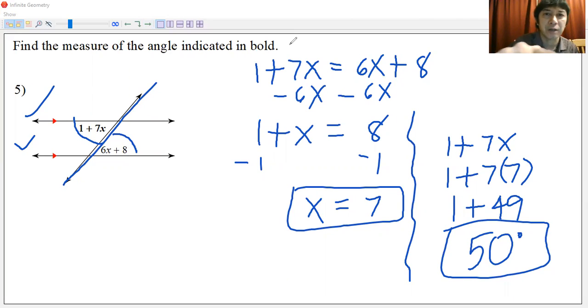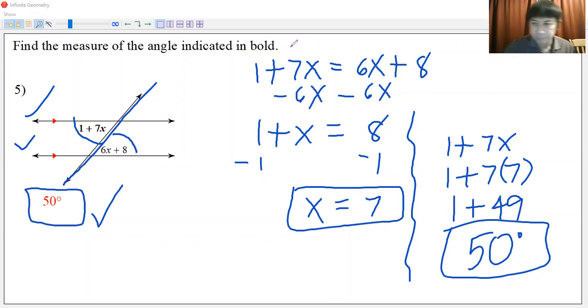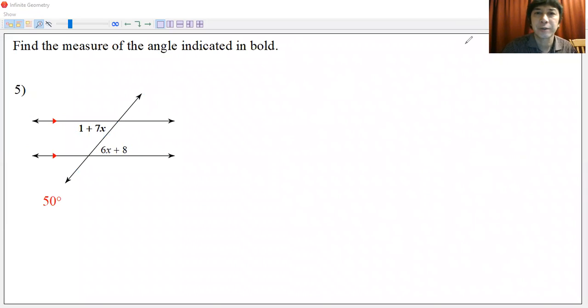Okay, let's check and verify. Over here, we have the red numbers showing us the correct answer. There. And we're done with number 5. Let's continue with the next number. This is our example of alternate interior angle pair. So let's continue with number 6.